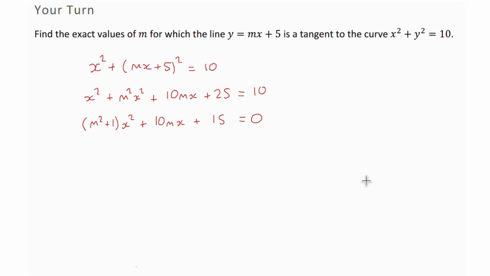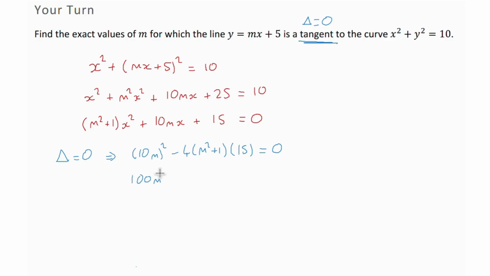Here is my quadratic equation, and given that it is a tangent to the curve, the tangent means it just touches once, which means the intersection has only one solution, so the discriminant is equal to 0. The discriminant, b squared minus 4ac, is (10m) squared minus 4 times a, which is m squared plus 1, times c, which is 15, and we know that is equal to 0.